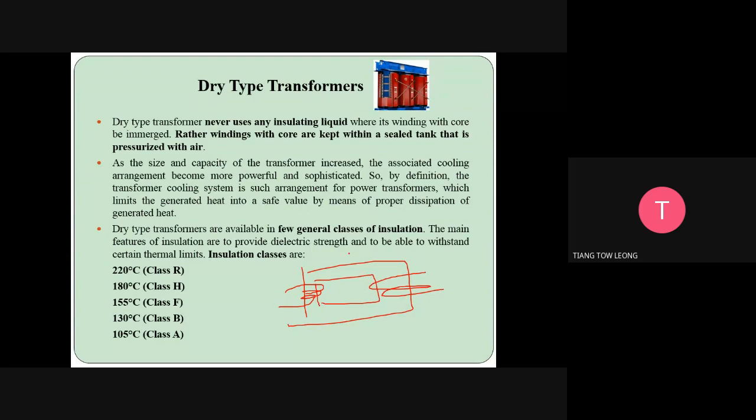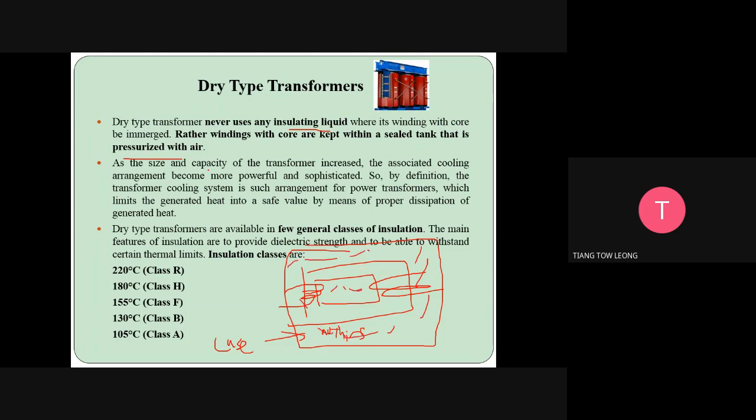the transformer itself, when it is closed into the casing, there is nothing here, nothing. So a dry type transformer never uses any insulating liquid in which its winding with core may be immersed. Rather, windings with the core are kept within a sealed tank that is pressurized with air. So everything here is air.